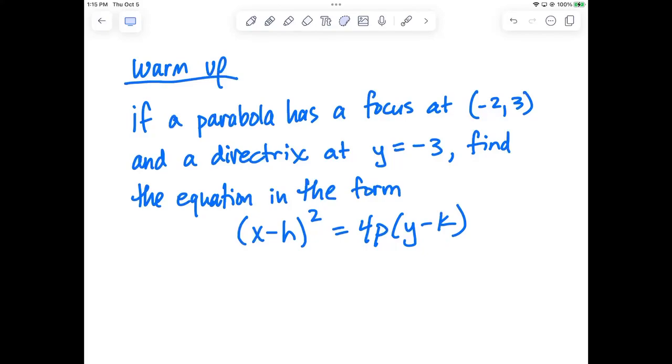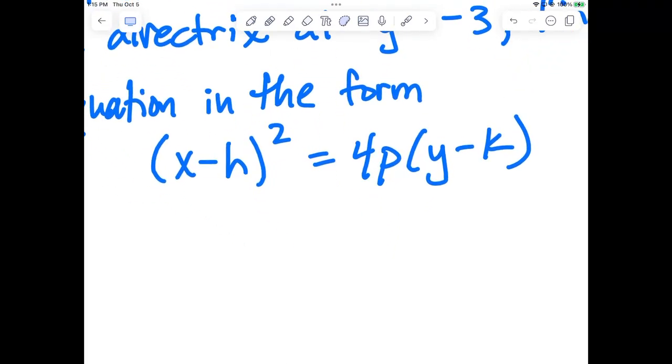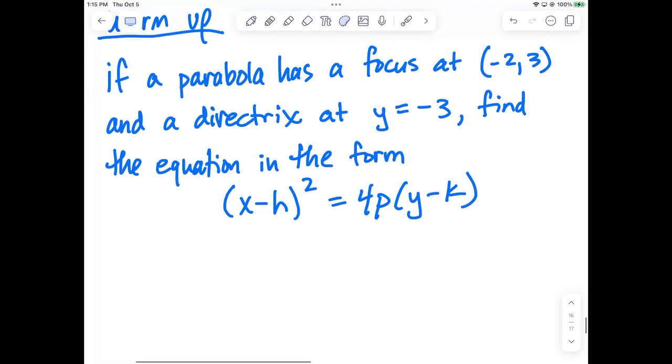All right, recording. So if a parabola has a focus at negative 2, 3 and a directrix at y equals negative 3, find the equation in that form. Just by looking at the form, we know that this parabola opens what? Vertically or horizontally? Vertically, good, because the x is squared. That's the familiar one. That's the function of x. It passes the vertical line test. We need to see if it opens up or down.